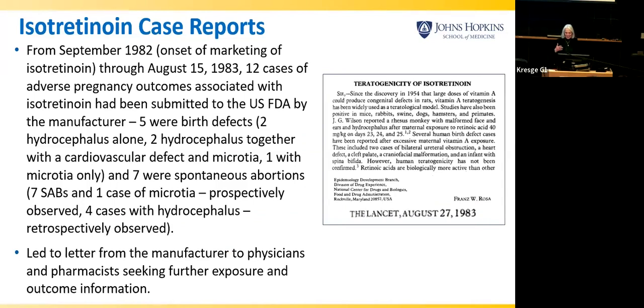So where do we start seeing isotretinoin case reports? Well, the first one that was in the literature was from Franz Rosa from the FDA. It was published in the Lancet as a letter. And he reported that between September of 82 and August of 83, there were 12 cases of adverse pregnancy outcomes associated with isotretinoin that had been submitted to the FDA from the manufacturer. 5 were birth defects, 2 with hydrocephalus, 2 with hydrocephalus with a heart defect and small ears, and 1 with just small ears, microtia, and then 7 spontaneous abortions. And that led to a letter from the manufacturer to physicians and pharmacists asking for more information.